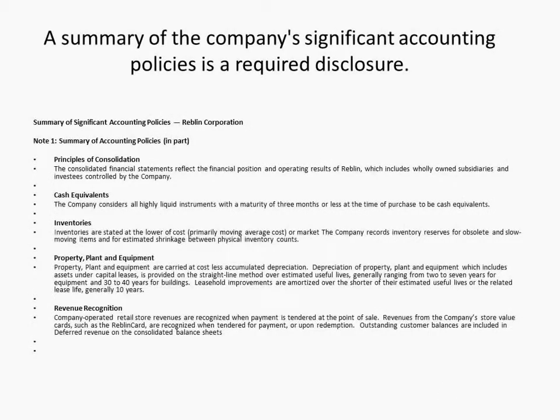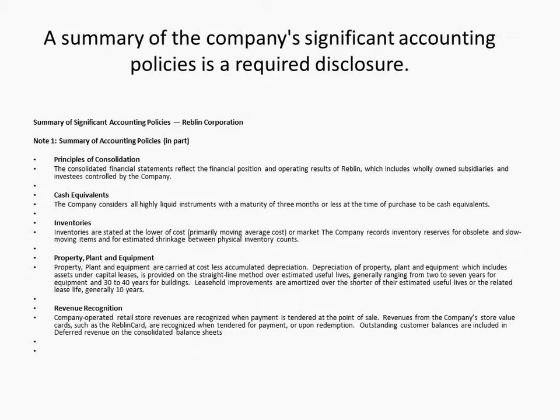So just to show you, at the end of your financial statements, you have all your basic financial statements: balance sheet, income statement, statement of cash flow, statement of stockholders' equity. You'll see the first thing, summary of significant accounting policies, note 1. That's your first note. Principles of consolidation. Your cash equivalents: it considers all highly liquid investments with a maturity date of 3 months or less to be cash equivalents.